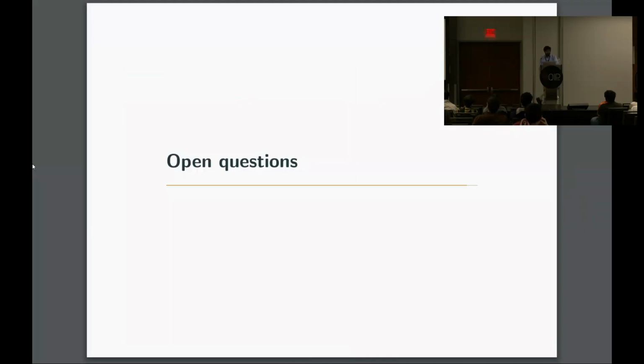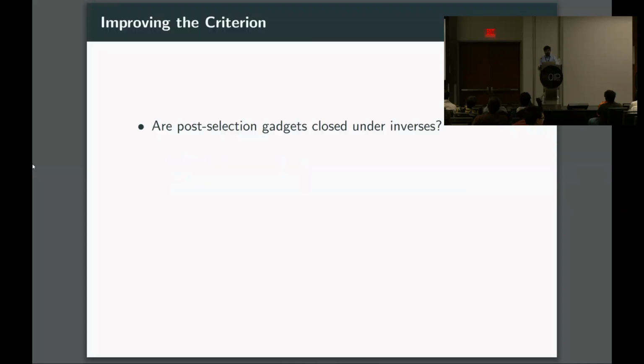OK, so with that, I'm just going to go on to some open questions that I want to raise. There are a couple ways we expect that our criterion for this multiplicative hardness result can be improved. One of them is to understand the structure of post-selection gadgets under inverses. One of the requirements in our criterion is that you need to be able to show that any SL2C operation that you can perform with post-selection, its inverse can also be realized over your non-universal gate set. Now, it turns out that in practice, this is almost always true. But this is difficult to mathematically prove. So one major step forward would be to be able to show that you could realize inverses exactly with post-selection.